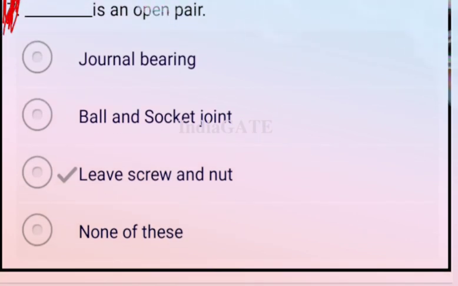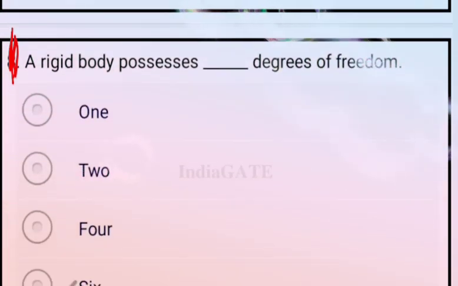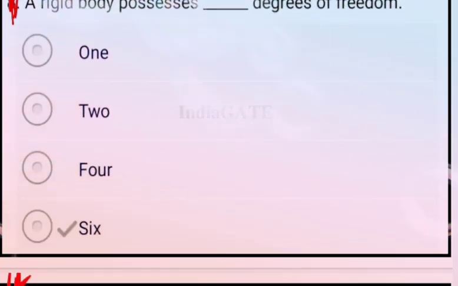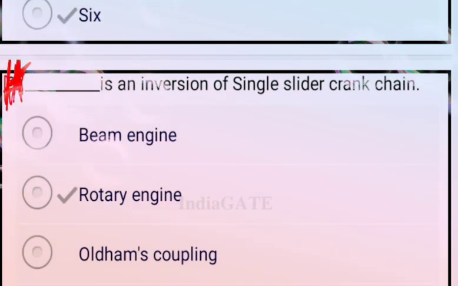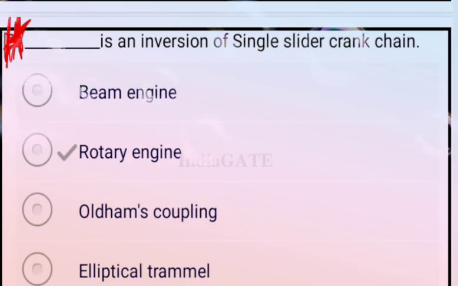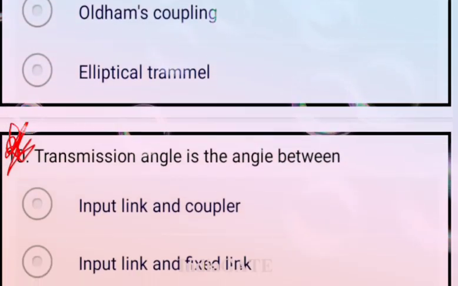Dash is the open pair, that is lead screw and nut is the open pair. Now come to the next: a rigid body possesses dash degrees of freedom, that is, it possesses 6 degrees of freedom. Dash is an inversion of the single slider crank chain. So rotary engine is an inversion of the single slider crank chain. So option B is your correct answer. Now come to the next question.